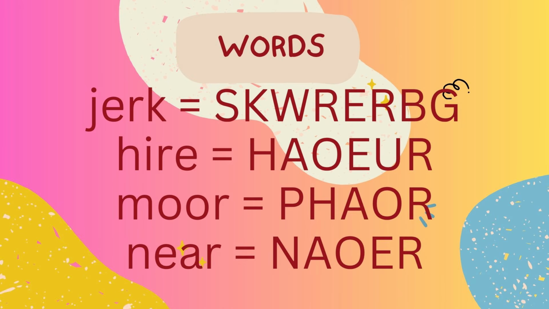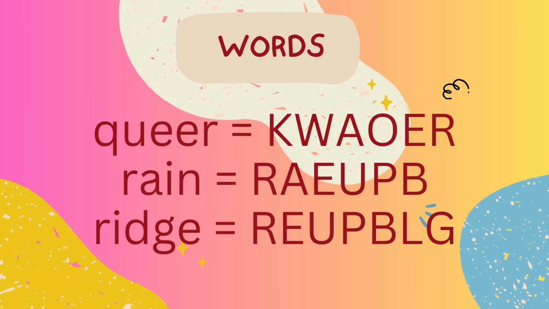Let's practice. Ready? Start. Jerk, higher, more, near. Again: higher, jerk, more, near. Now we have another set of words: queer, rain, and ridge.